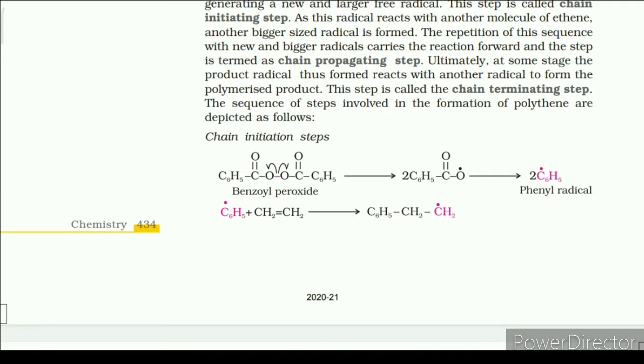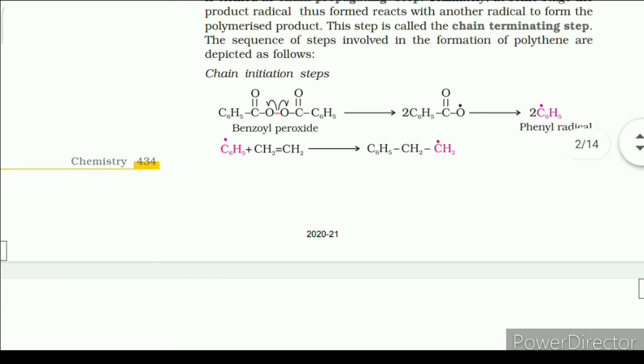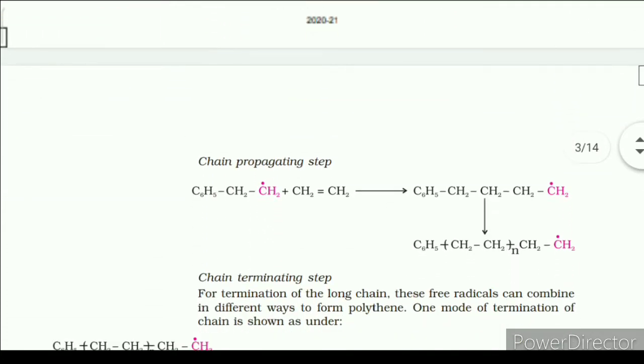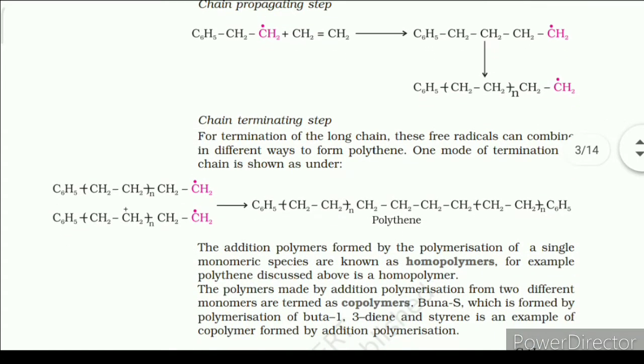Chain initiation steps, where benzoyl peroxide is broken down into phenyl radical and further the phenyl radical reacts with ethene to form another free radical. While in chain propagating steps, the free radical formed combines with another molecule of ethene and propagates the step further. Chain terminating step. For termination of the long chain, these free radicals can combine in different ways to form polyethylene. One mode of termination of chain is shown.